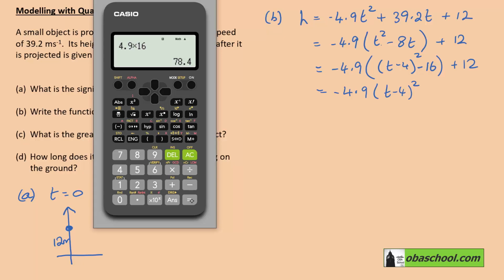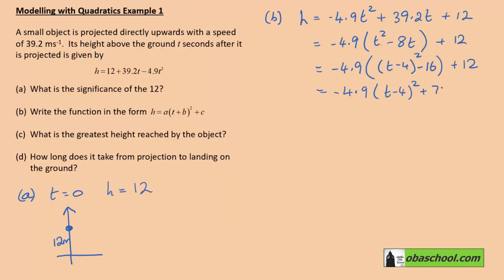which is 78.4, add 12, which is negative 4.9 (t minus 4) squared plus 90.4.